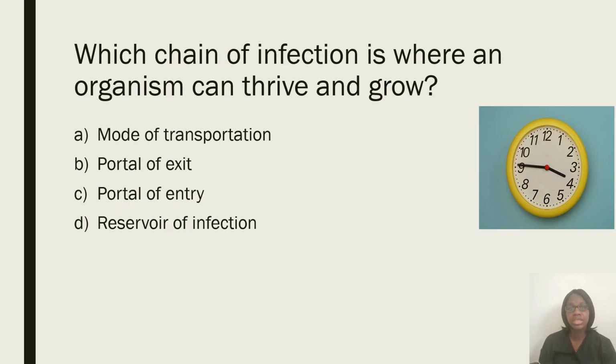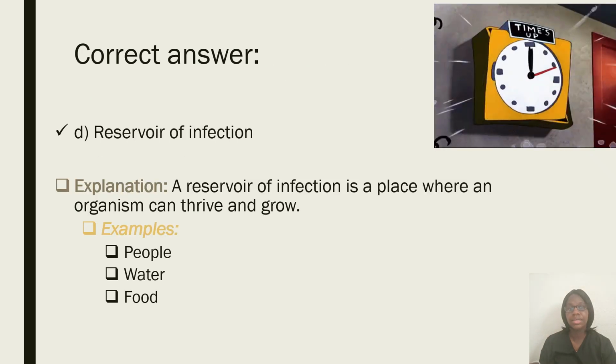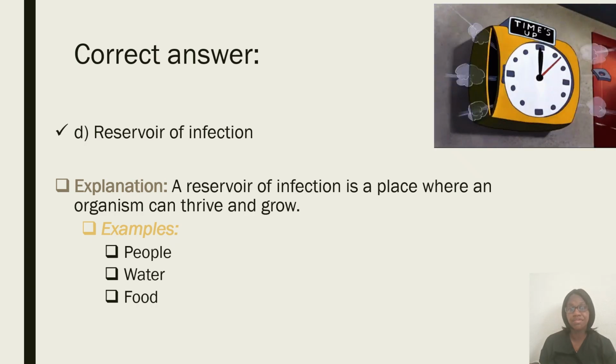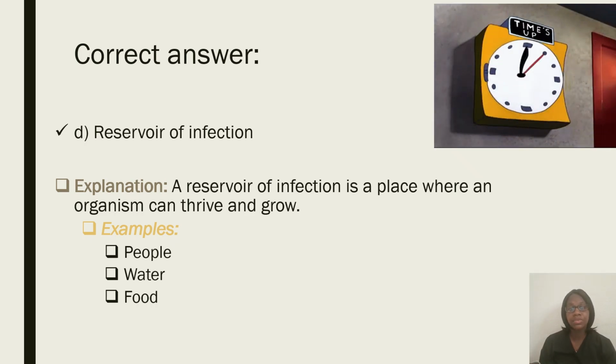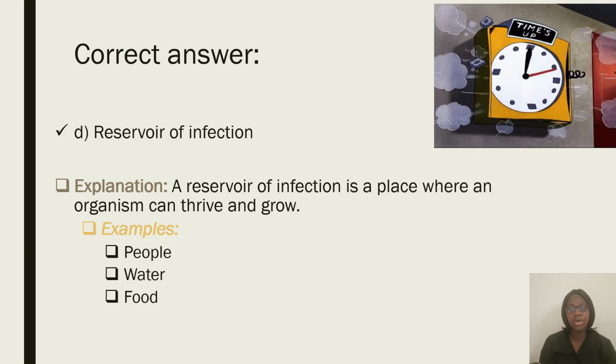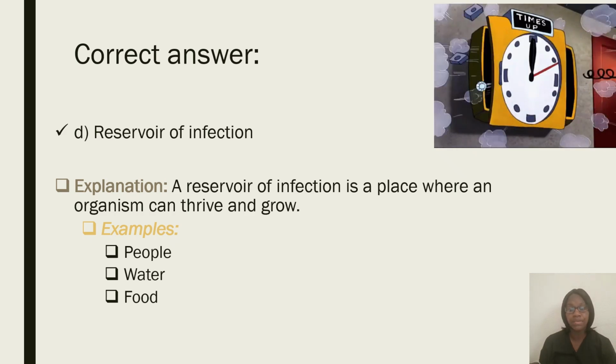Another question, which chain of infection is where an organism can thrive and grow? Mode of transportation, portal of exit, portal of entry, reservoir of infection. The correct answer is reservoir of infection. So this is a place where an organism can thrive and grow. An example would be people, water, and food.